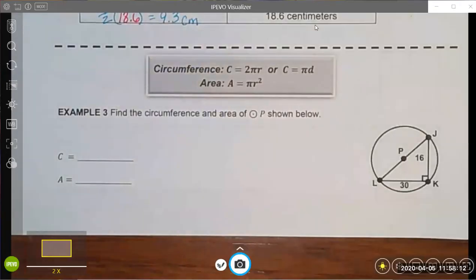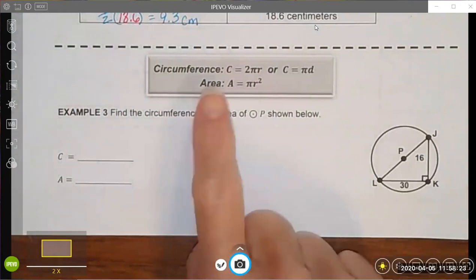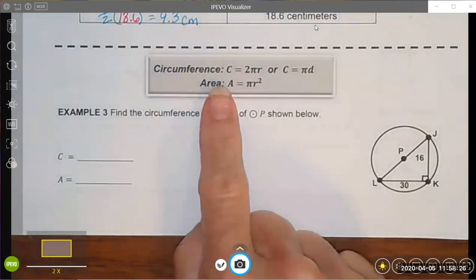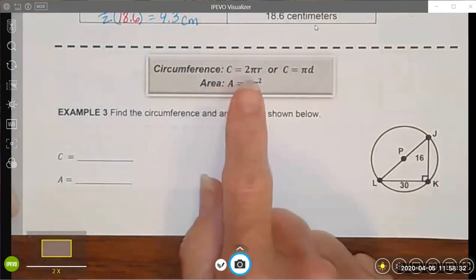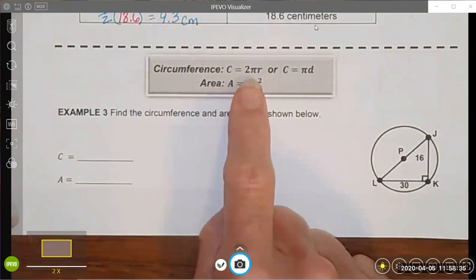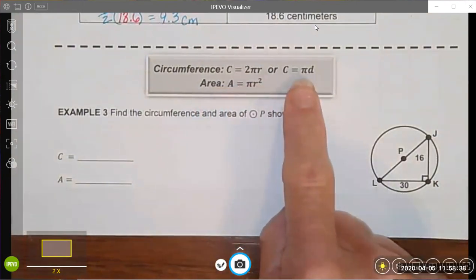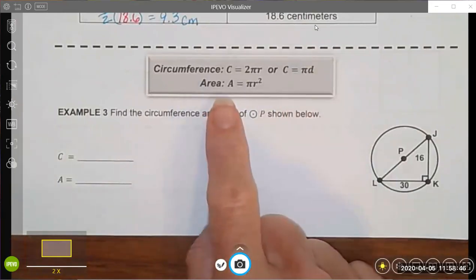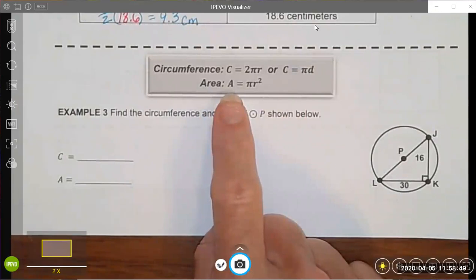One of the essential questions we'd like to be able to answer in this section is how to find the area of a circle or various parts of a circle. To do that, I need to remember some of the formulas that we learned in our previous math careers. The circumference of a circle is always equal to 2 times pi times the radius, or the circumference can be thought of as pi times the diameter. Use whichever one works best with the information you're given. Lastly, we remember that the area of a circle can be found by taking the radius squared times pi.